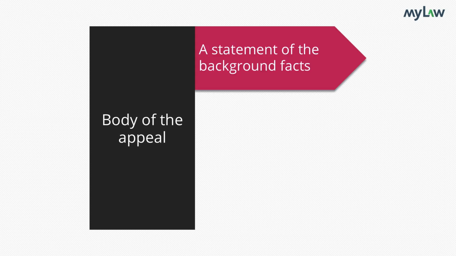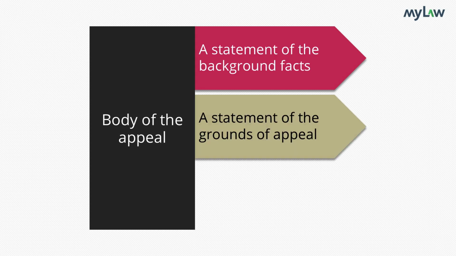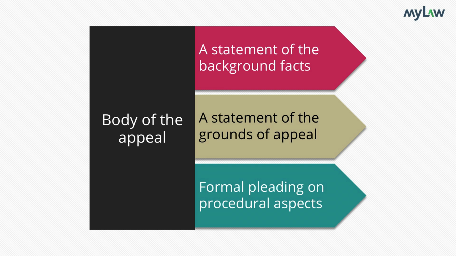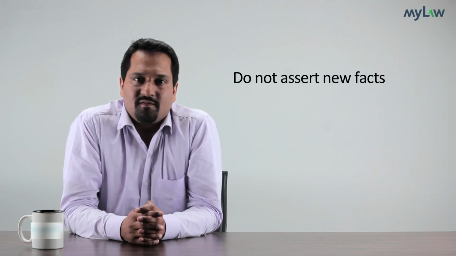Moving on, let's look at the body of the appeal. This can be divided into three portions: a statement of the background facts, a statement of the grounds urged in support of the appeal, and formal pleadings on procedural aspects. Let's first learn about background facts. While it is not necessary to set out the background facts in the Memorandum of Appeal, it is considered good practice to set out the facts for the court. While setting out the relevant facts, be sure not to assert any new facts that have not been stated before the court below.